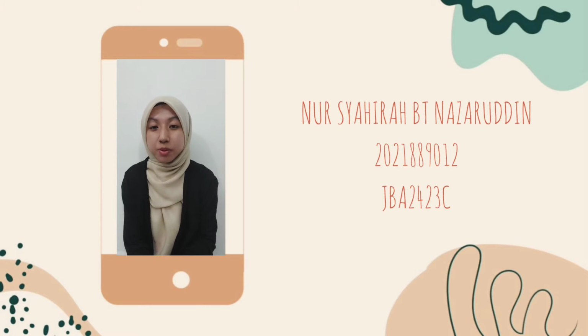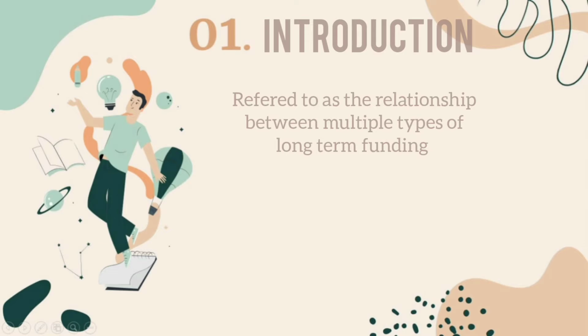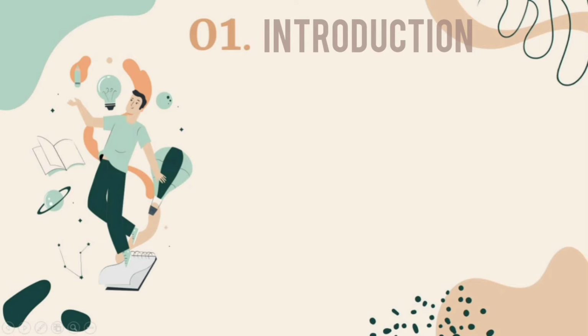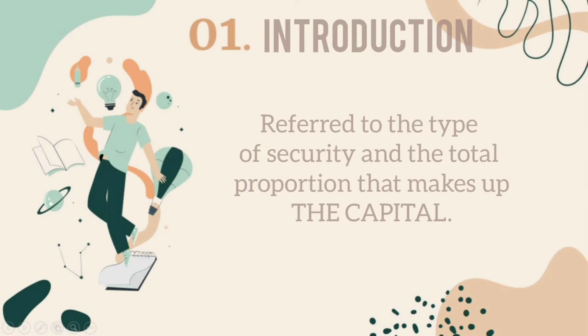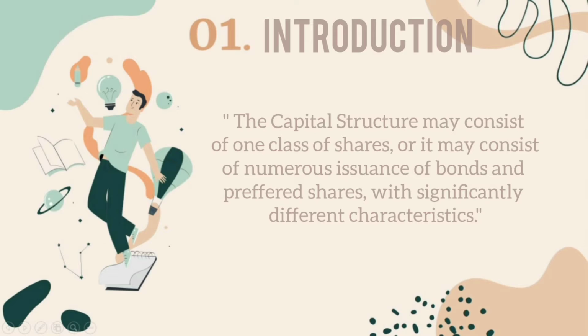So today I will present to you about the capital structure. So let's begin. Capital structure is referred to as the relationship between multiple types of long-term funding such as equity capital, preferred share capital and also debt capital. Capital structure also refers to the type of security and the total proportion that makes up the capital. Bogan has said the capital structure may consist of one class of shares or it may consist of numerous issuers of bonds and preferred shares with significantly different characteristics.